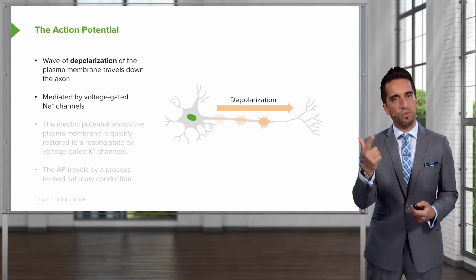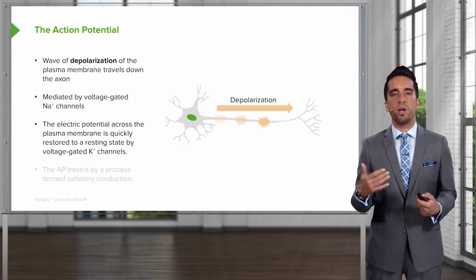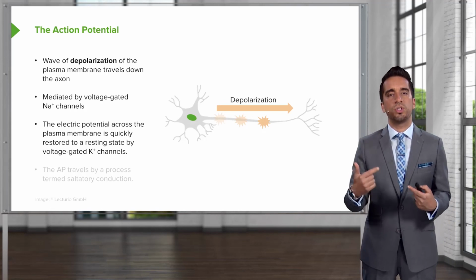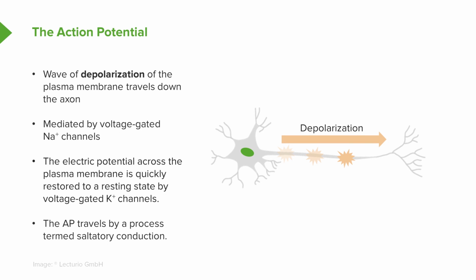So this is mediated by those voltage-gated sodium channels that I talked about. The electrical potential crosses the plasma membrane quickly and is restored to a resting state by the voltage-gated potassium channels that sort of off-switch. And the action potential travels down by a process called saltatory conduction. That is a term you need to know. So that's what I mean by it's not traveling as a consistent wave. If you think of an ocean and a wave coming in, you have this nice wave that travels all the way down into the beach. Now, as an action potential, we actually have this hop, skip, and jump method in terms of the wave actually hopping and jumping. That process of jumping is called saltatory conduction.